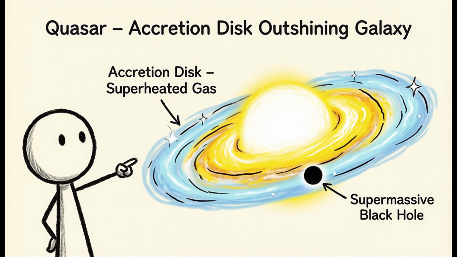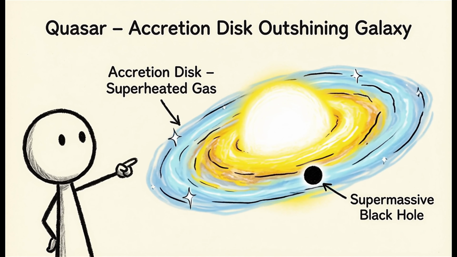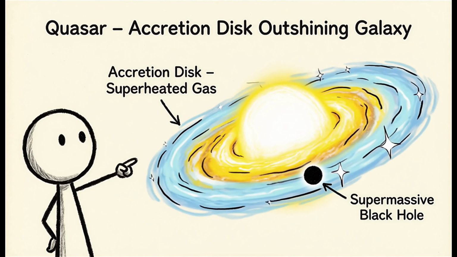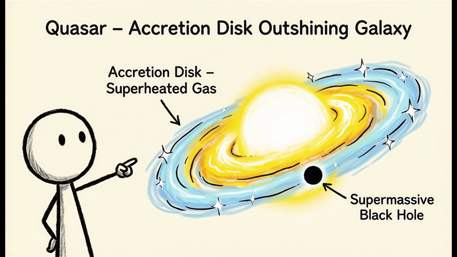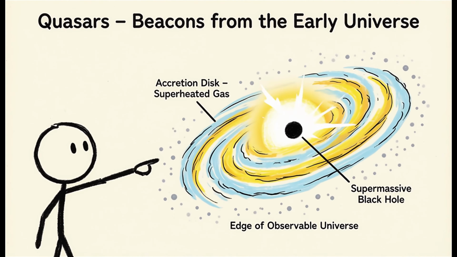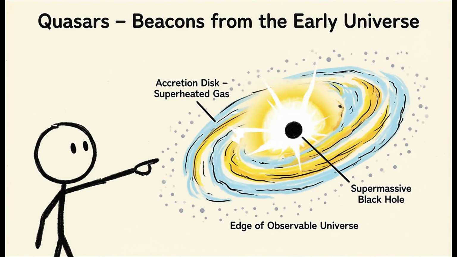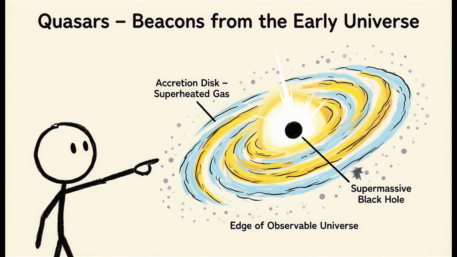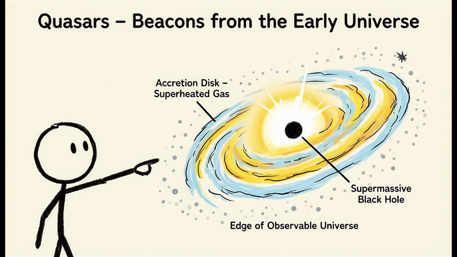The friction and gravity in this accretion disk heat the material to such extreme temperatures that it outshines all the stars in the galaxy combined. Because they are so luminous, they can be seen from the very edge of the observable universe, offering a glimpse into the universe's distant past.